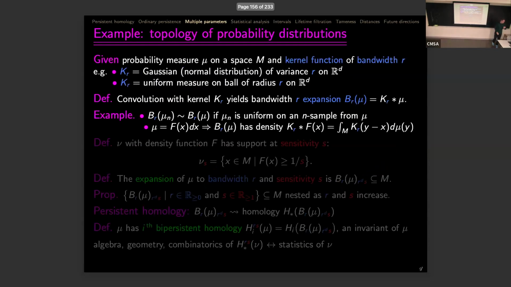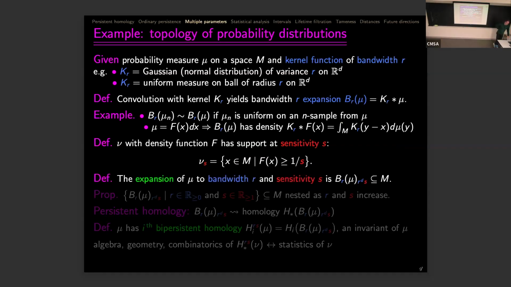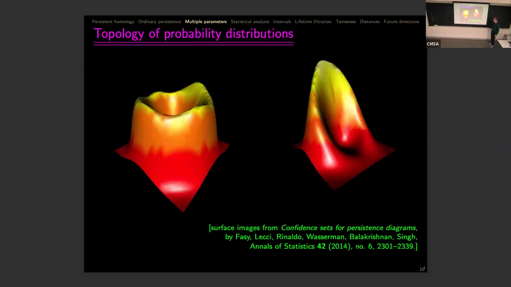So what you do is, this is just the formula for the density. So this density, if it has a density function f, then it has support at sensitivity s. So what you do is you look at the set of points which are above some particular plane, or hyperplane if you like. And the expansion to bandwidth r and sensitivity s, what you do is you take whatever measure you started with, and then you convolve with your kernel of bandwidth r, and then you raise the plane to height s and see what the topology is of the support above that plane. So the picture looks like this. You've got these, and then you insert your plane.